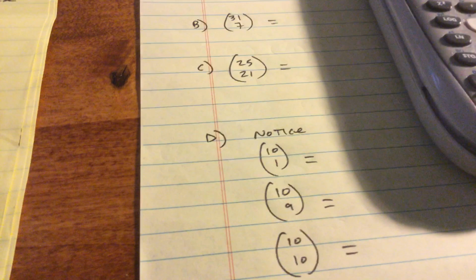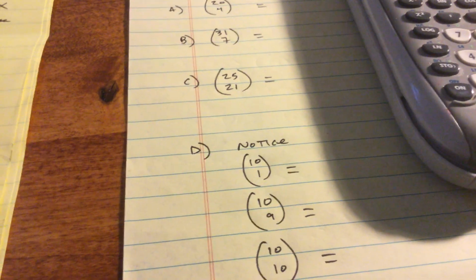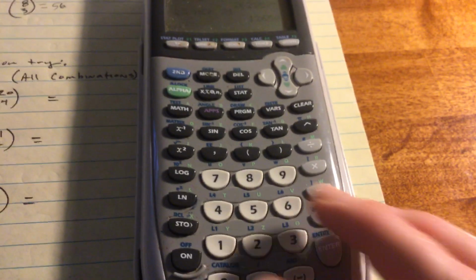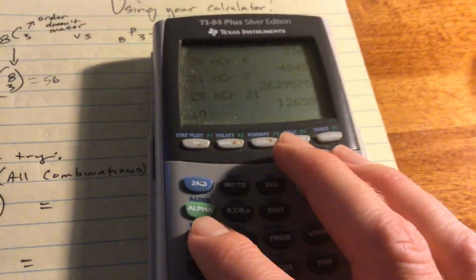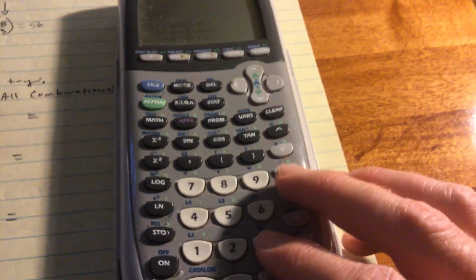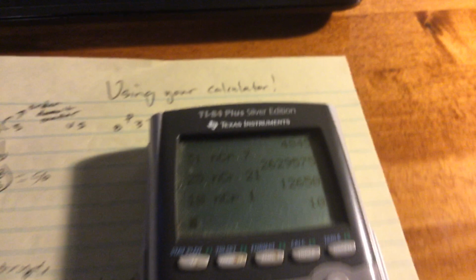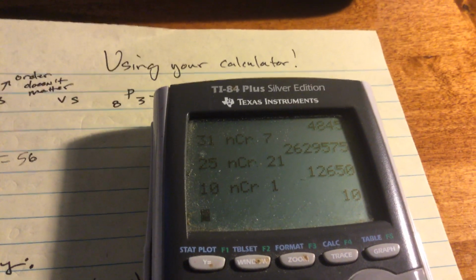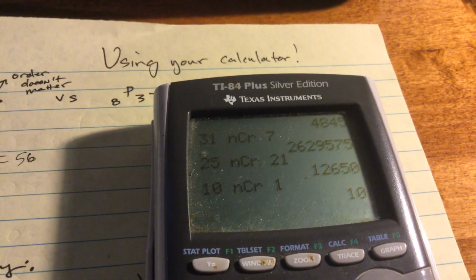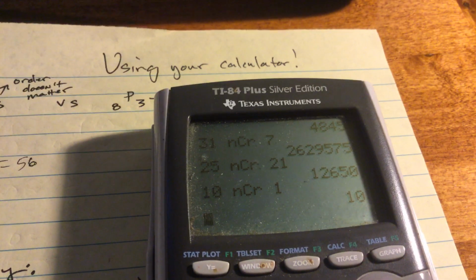10, choose 1. I want to make exactly 1 shot out of 10 attempts. Let's see what this answer is going to be, and then I'll explain why that happens more tomorrow. So 10, choose 1 is 10. N, choose 1 is always n. 15, choose 1 is 15. 30, choose 1 is 30. So if you can have that down in your head, you can save yourself some time.